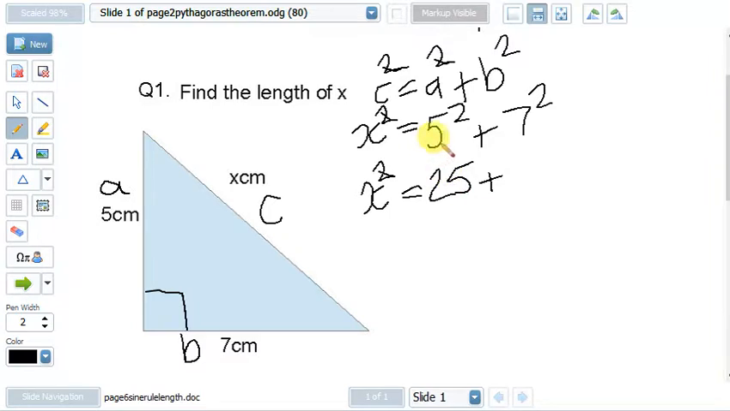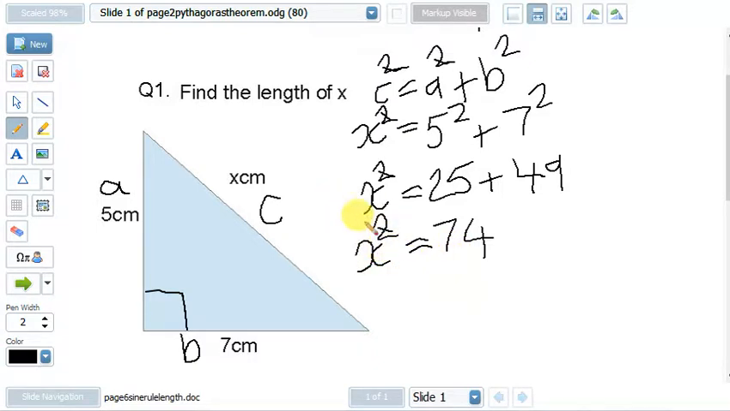Okay, so 5 squared is 25, and then we've got to do 7 squared, and 7 squared is 49. Now we've got a nice simplification to do. So 25 plus 49, and that is 74. You'll notice here that it's x squared equals 74.